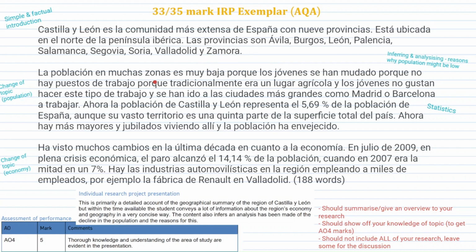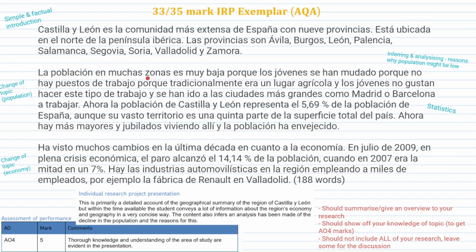In the first few sentences, the student has given simple and straight-to-the-point facts about the region. If you're going to do a region for your IRP topic, this would be a very successful way to start your presentation. However, of course, just stating surface-level facts would not get you full marks for AO4, so let's see what else the student says.